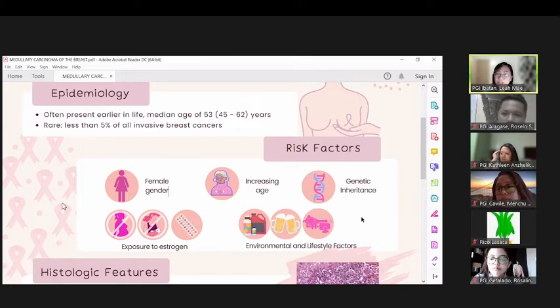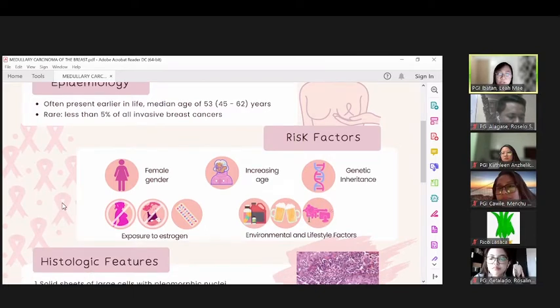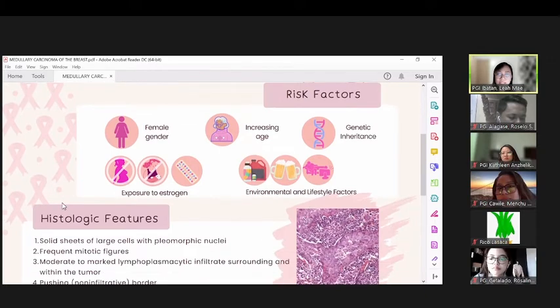And then environmental and lifestyle factors. Here, environmental toxins, examples are pesticides and organophosphates. They say they have estrogenic effects. And also high alcohol consumption, postmenopausal obesity, and physical inactivity, a sedentary lifestyle. Okay, so let's now move on with the histologic features.